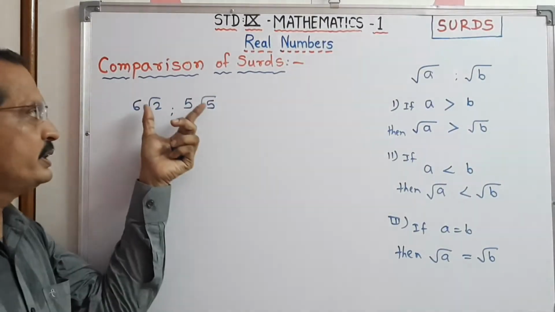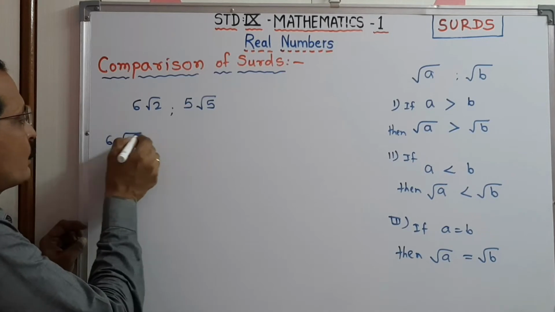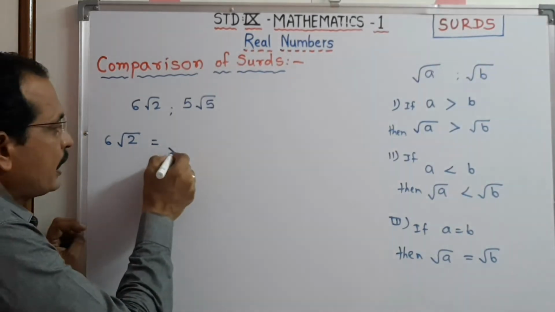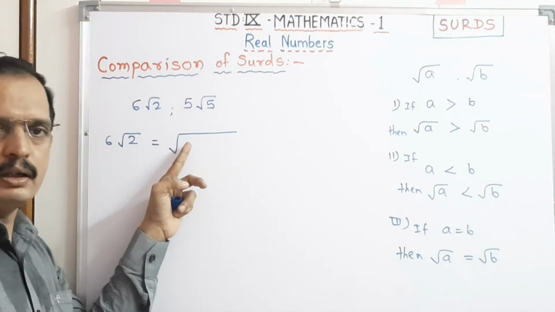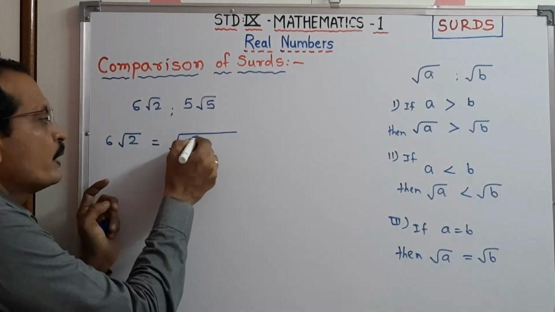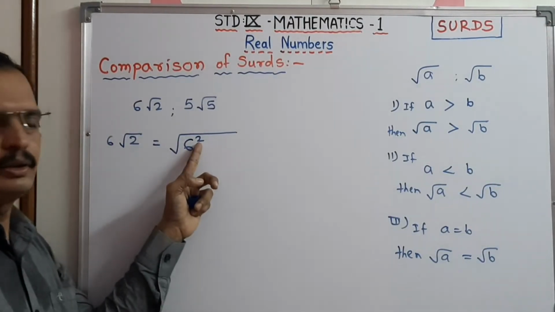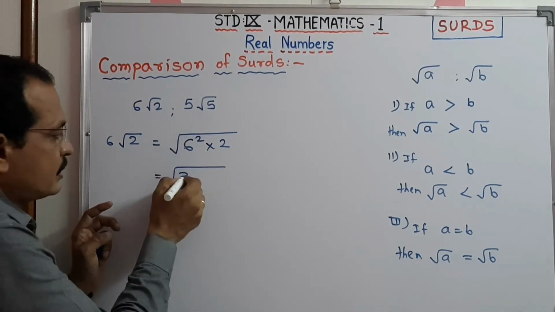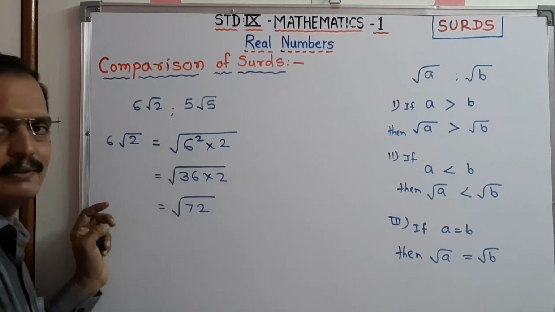For that purpose, in such type of example, what we have to do is take this 6 in 6 root 2 under the radical sign. For writing under the radical sign, we have to see the order. Order is 2, therefore we have to take the square of this. Therefore this 6 we write under the radical sign as 6 squared into this 2. Now see here, square of 6 is 36 into 2, and 36 into 2, dear student, is 72.